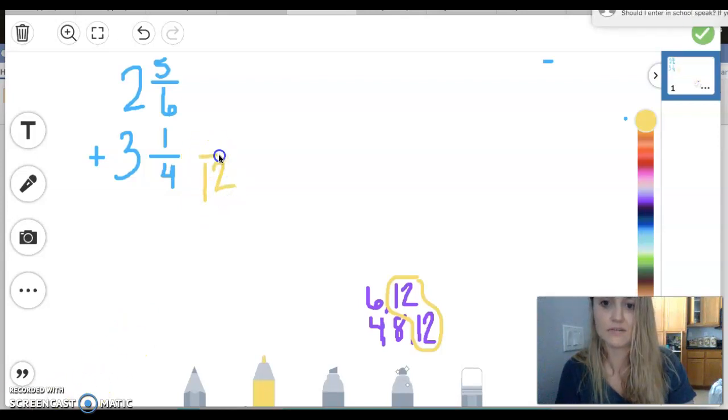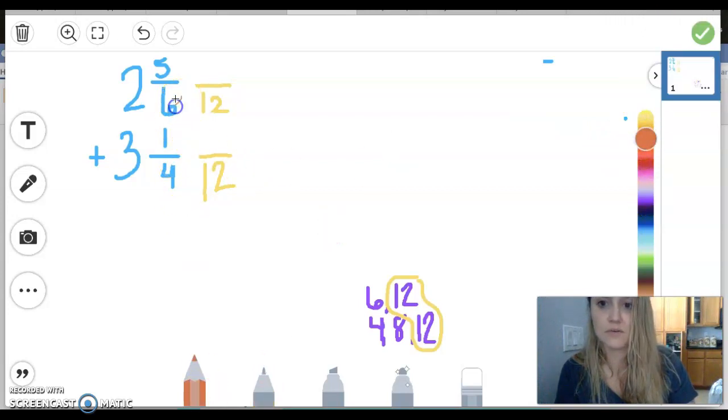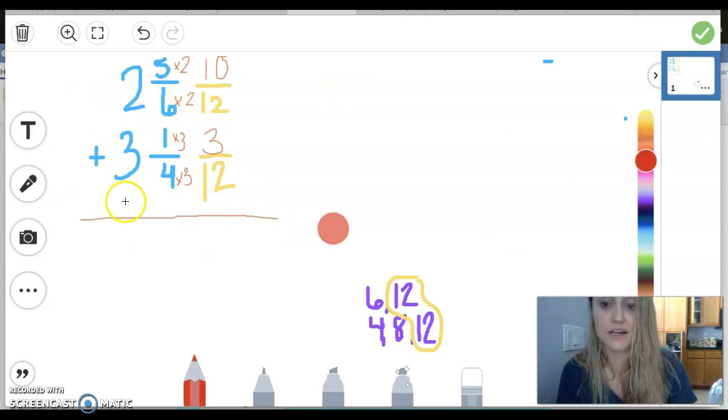Okay, so we're going to have 12. And then again, remember, whatever you do on the bottom, you must do on the top. Okay? So here, now we have our whole numbers, which are over here, and then we're also going to have our fraction here.